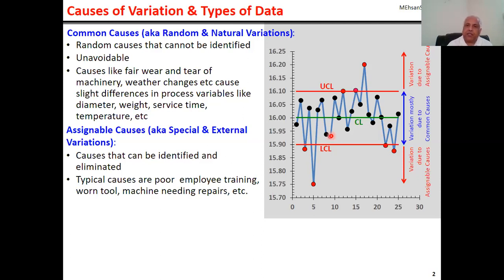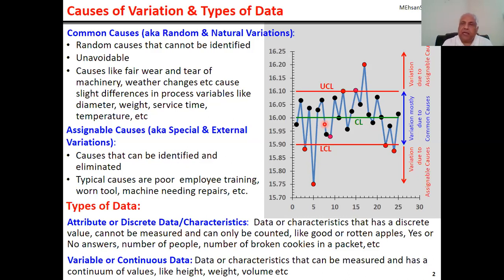So in a nutshell, this graph represents that assignable causes are outside the control limits. The common causes or the natural causes are what are inside the control limits. However, there could be an assignable cause within the limits also, which obviously cannot be detected. The next concept is types of data: discrete data or attribute data, and variable or continuous data.